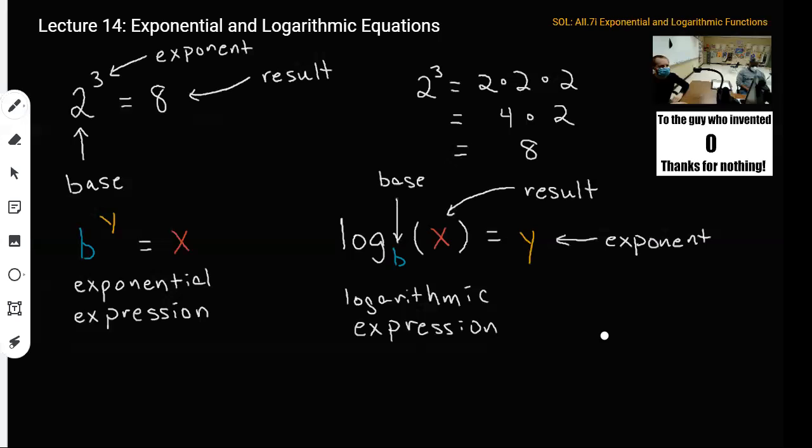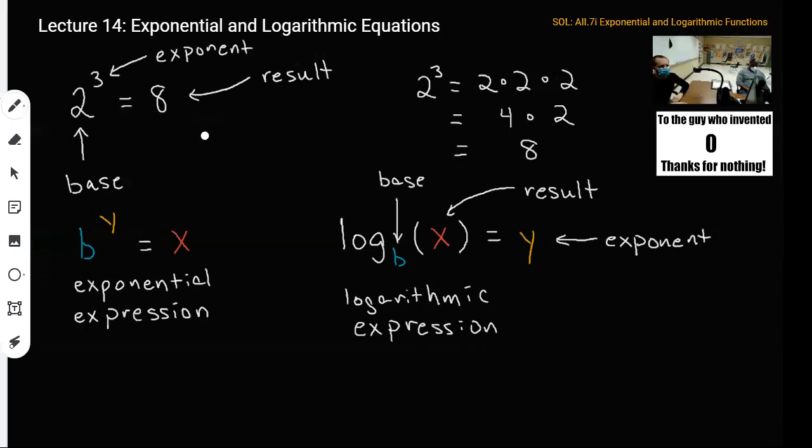Okay? So now, can we take that 2 cubed is equal to 8, and can we rewrite it as a logarithmic expression? We can. Go ahead and try that. We're going to take this expression right here, that 2 to the third power is equal to 8, and we're going to make it into a logarithm.